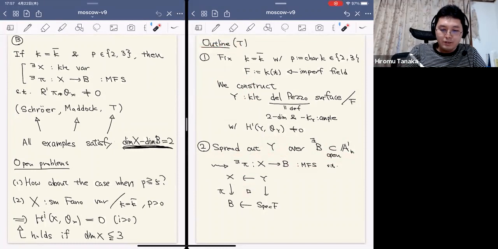So in this sense, this is almost automatic. So the essential part is the first step. So now I'd like to concentrate on the first step.